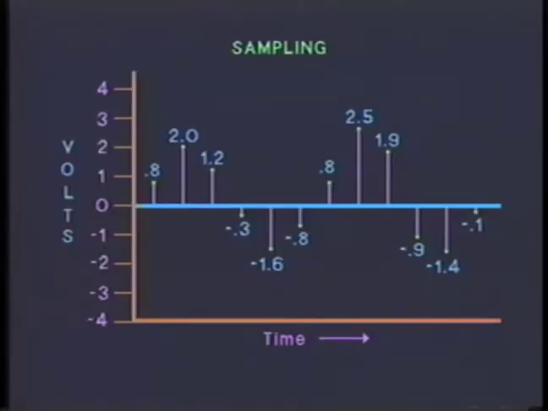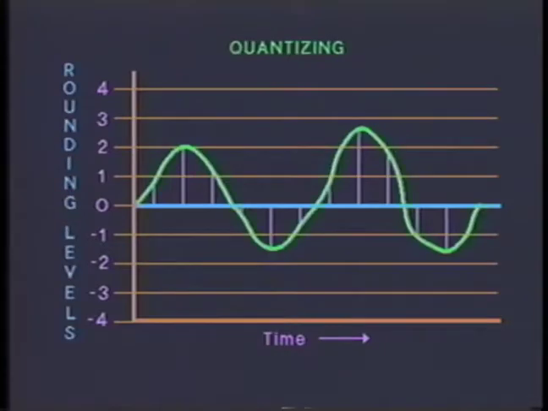The second step, called sampling, measures the amplitude of the analog signal at specific time intervals. Sampling produces a stream of positive and negative voltage levels at fixed time intervals. In telecommunications, 8,000 samples per second are taken. The third step, called quantizing, rounds off each voltage level to one of a number of predetermined amplitude levels. In telecommunications, 127 positive and 127 negative levels are used.